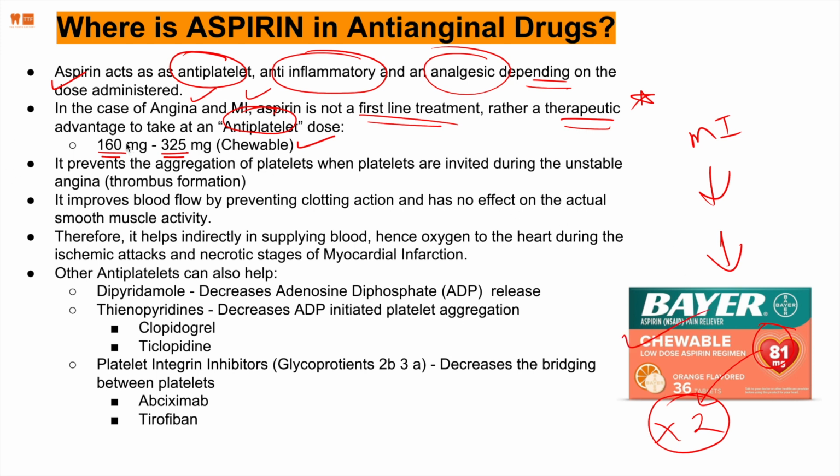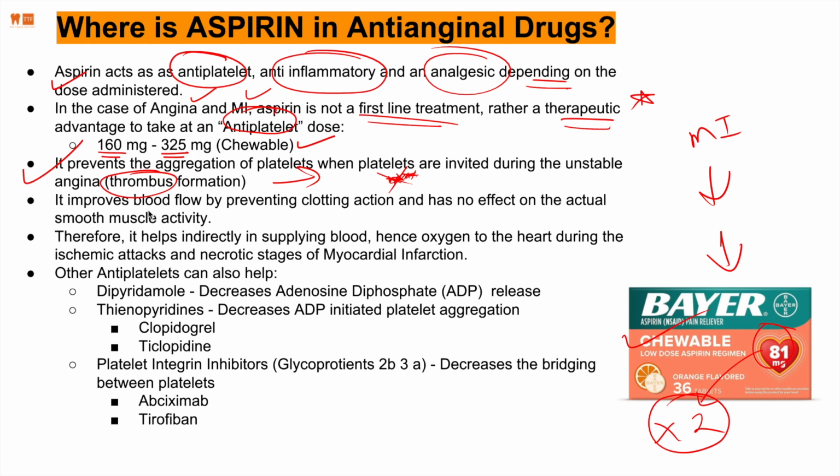Okay. What it does is it prevents aggregation of platelets when platelets are invited during unstable angina and thrombus formation. Remember, thrombus is platelet aggregation. Remember, when the clot leaves, there is a wound that platelets tend to seal. And again, we'll learn about this in the next lecture, how it actually happens. That platelet needs to be broken, otherwise it's increasing the clot. It's creating a bigger thrombus. So it prevents the aggregation, antiplatelet activity.